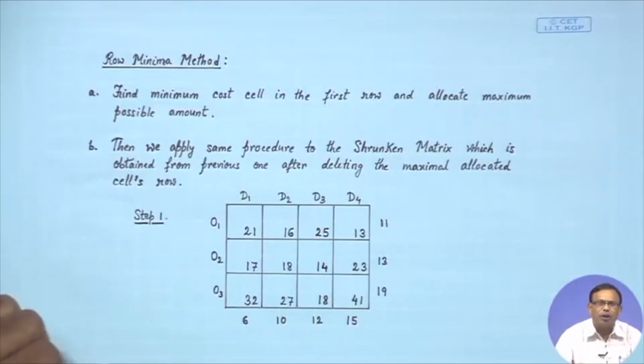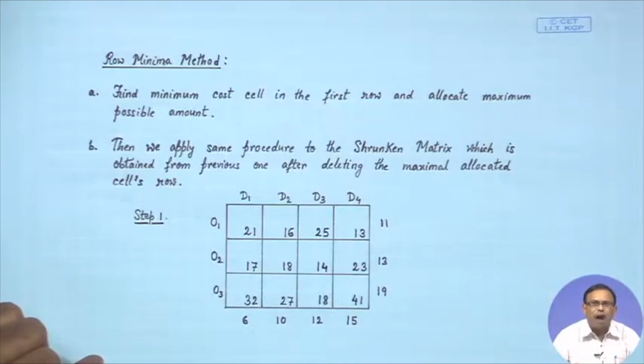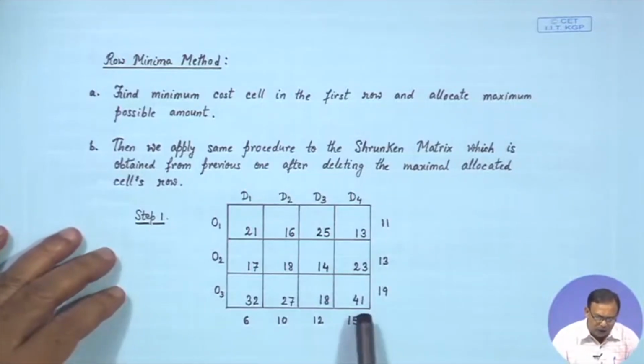So, this is again a simple form. You take the first row, in the first row you choose the cell which has the minimum cost, and then you allocate the maximum possible amount, that is the minimum of A i comma B j. Then you delete or remove this particular row from the original table, get the shrunken matrix and repeat the process for all of them. We are considering this problem.